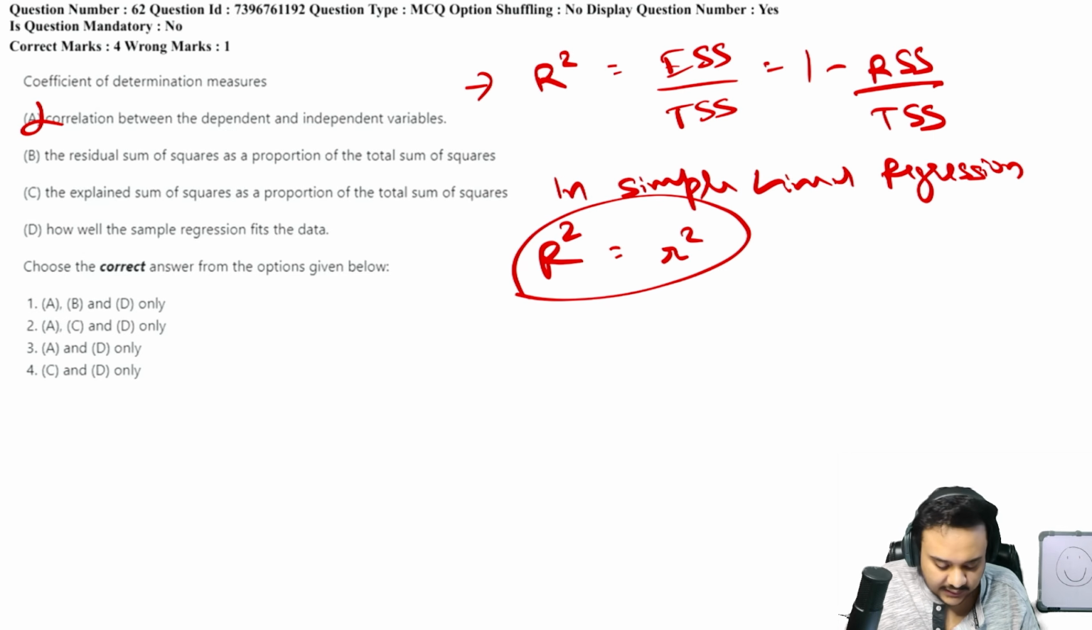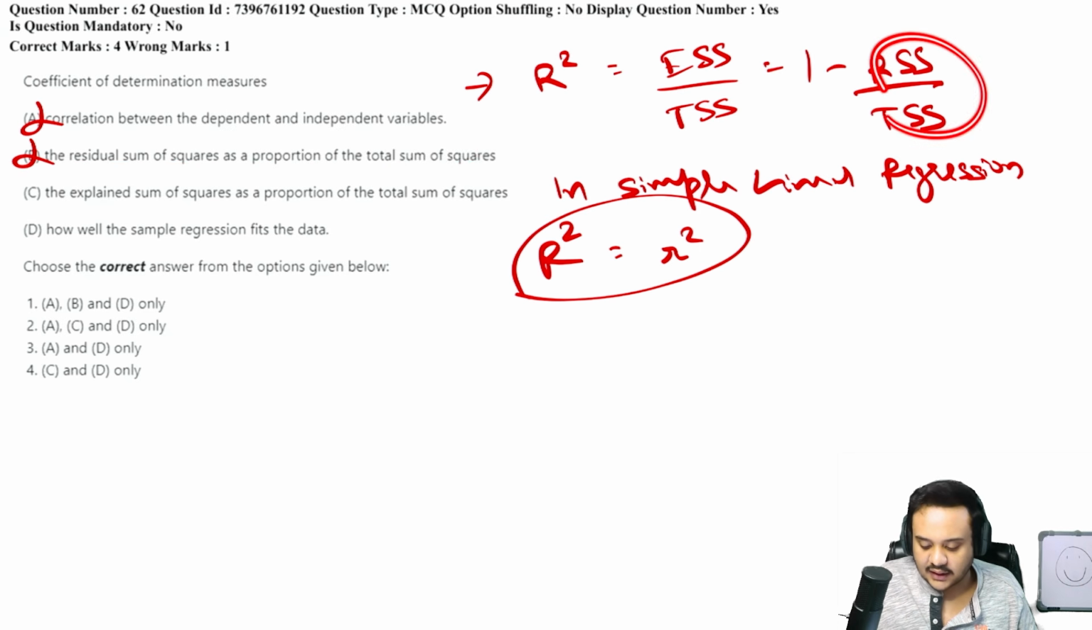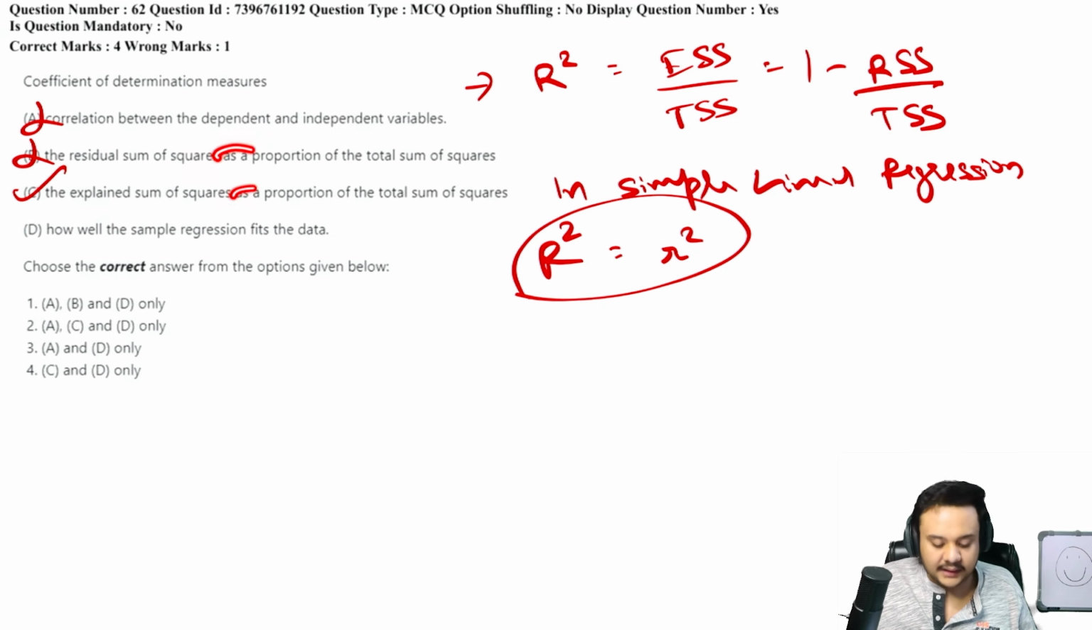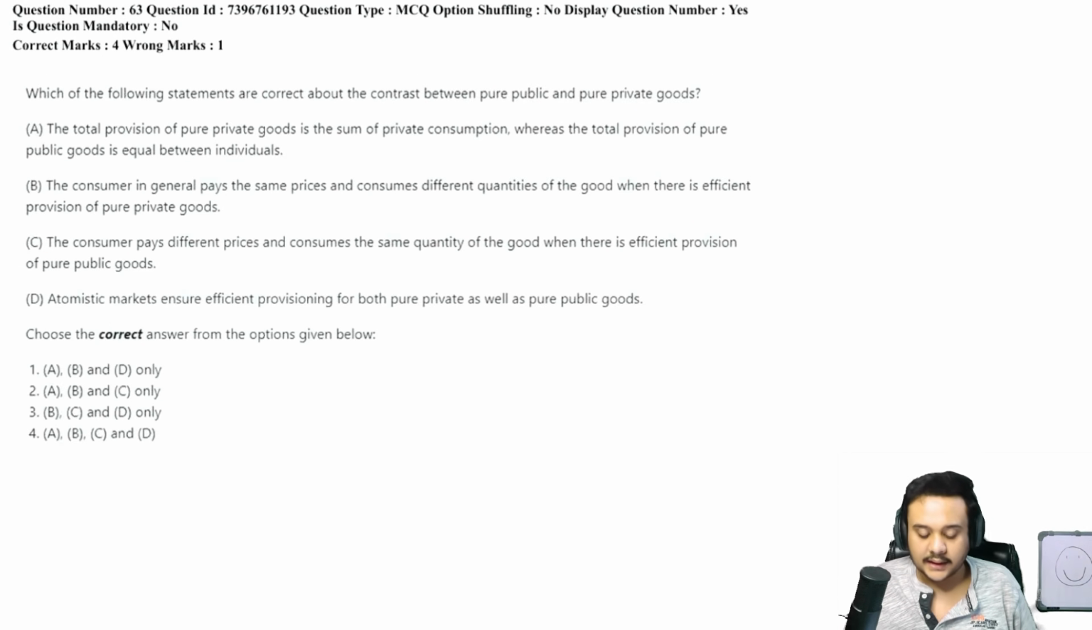Then if you look at the second one, the residual sum of squares as a proportion of, no, as we have just seen, we subtract that value from 1 to get the explained sum of squares. Then the explained sum of squares, yes, this one is absolutely right. So basically B and C were also contradicting statements, so you had to eliminate one, so you could have used logic to eliminate B. Then the last one says how well the sample regression fits the data. Yes, so your answer again is C and D. Let us move on.